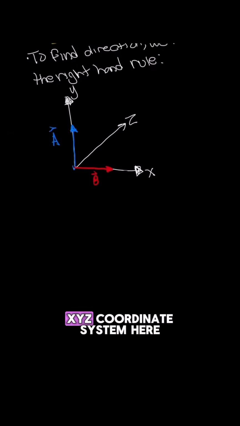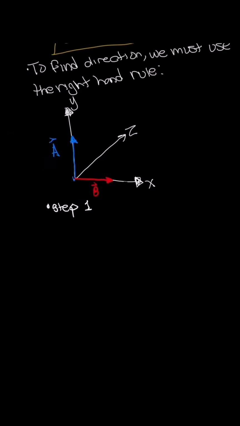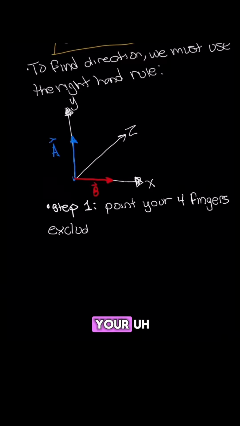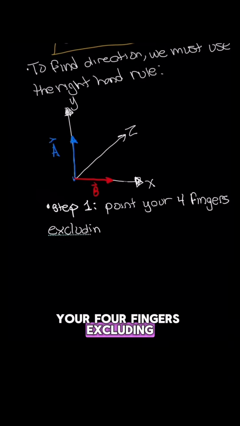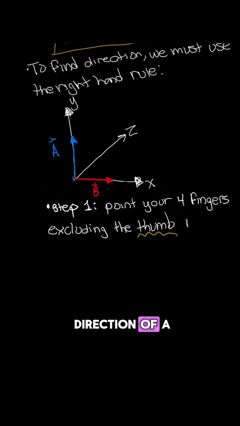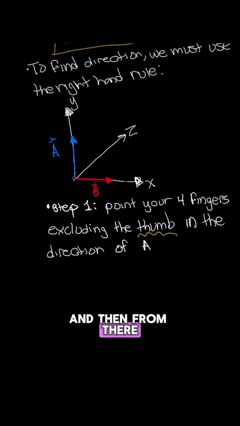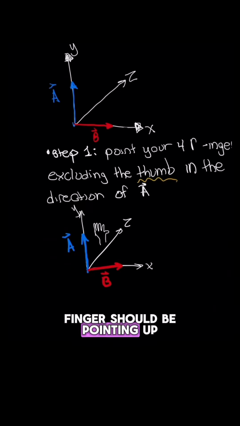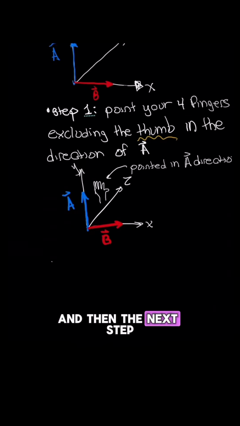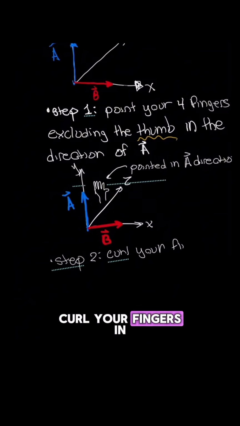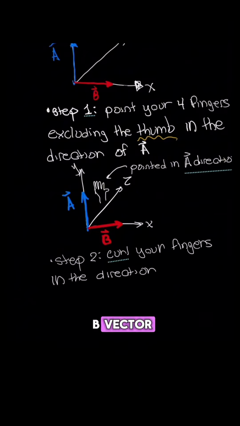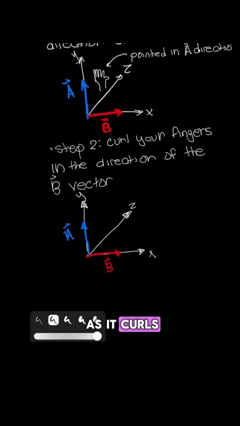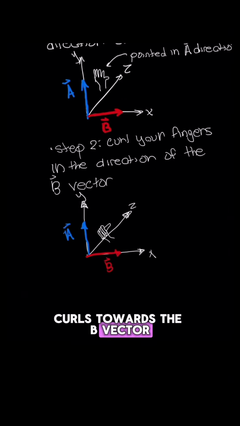So we have the xyz coordinate system here with the a and b vectors. And the first step is to take your right hand and, using your four fingers, excluding your thumb, point them in the direction of a, and then from there, as you can see, I drew a picture of how your fingers should be pointing up. And then the next step, step 2, from there, curl your fingers in the direction of the b vector. And I show below a picture of how your fingers should look as they curl towards the b vector.